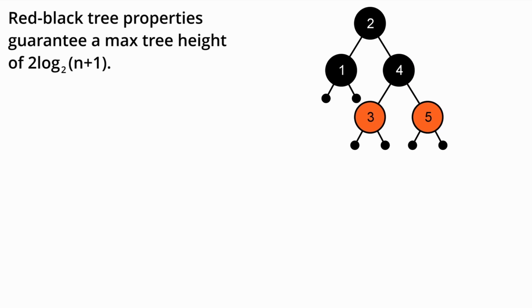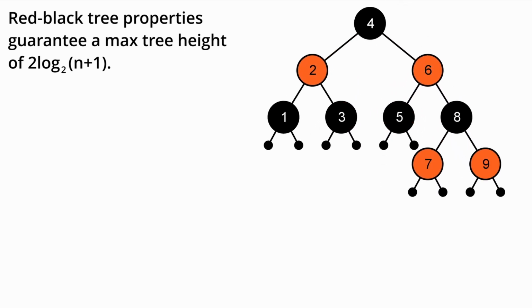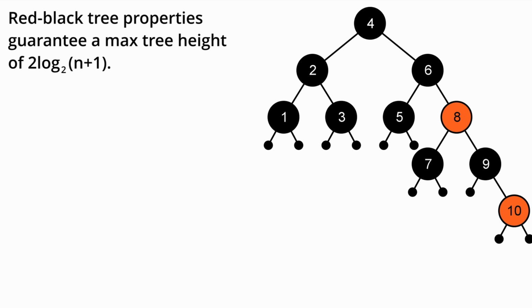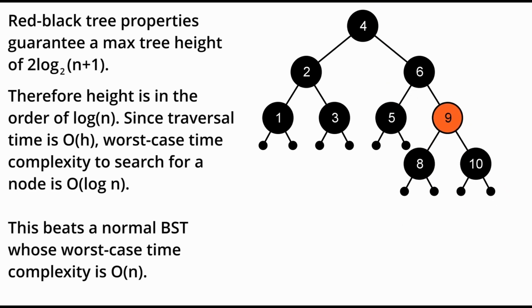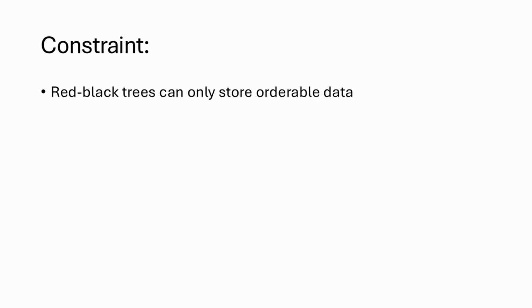This is where self-balancing trees like red-black trees come in. In the case of red-black trees, they efficiently reorganize the nodes upon insertion and deletion according to rules that guarantee a tree with a max height of 2 log n plus 1. This means the worst case time complexity for search, insertion, and deletion are in the order of log n, a clear improvement on a normal BST worst case. Note that because red-black trees are a type of binary search tree, they have the limitation of only being able to store data that's orderable.